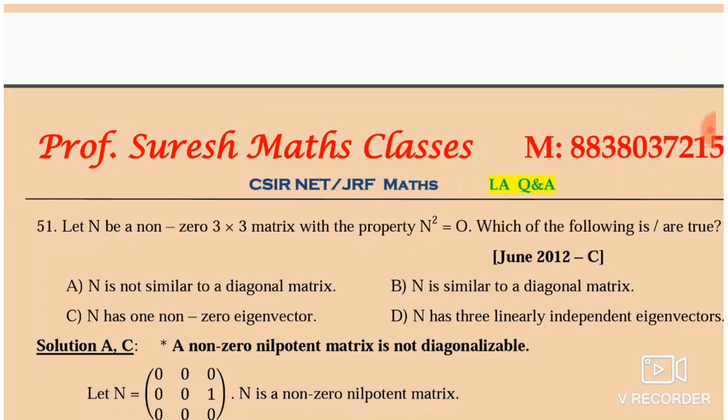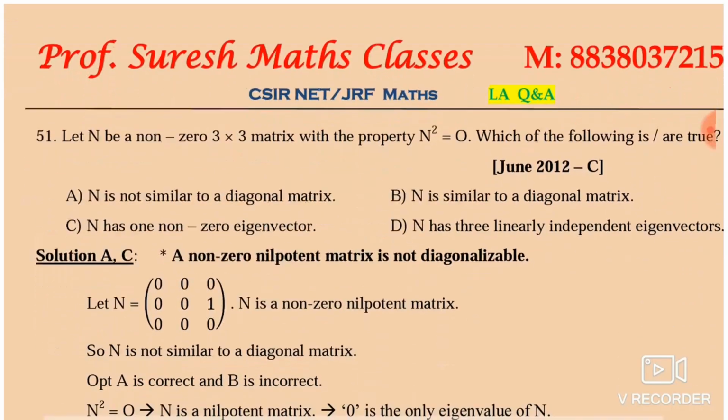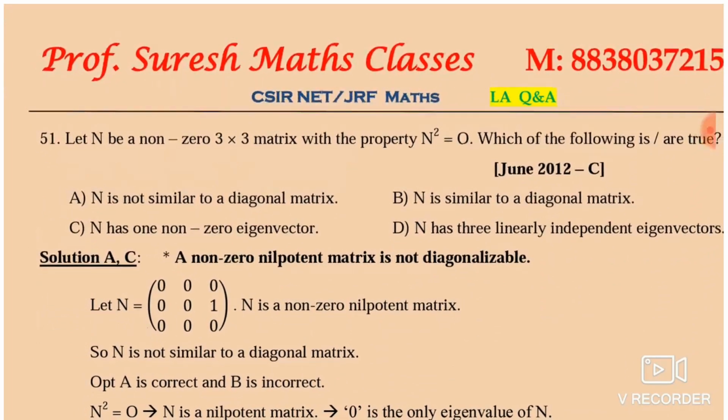N is not similar to a diagonal matrix. Actually, what is the meaning? N is similar to a diagonal matrix: whether N is diagonalizable or not, that is the meaning. See the answer. A non-zero nilpotent matrix is not diagonalizable.